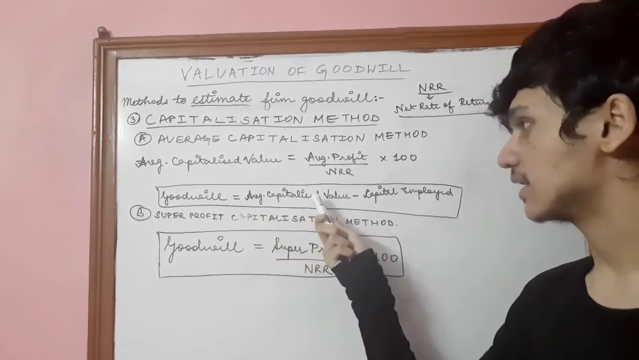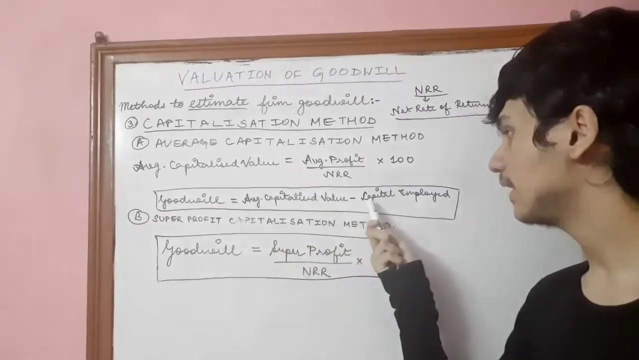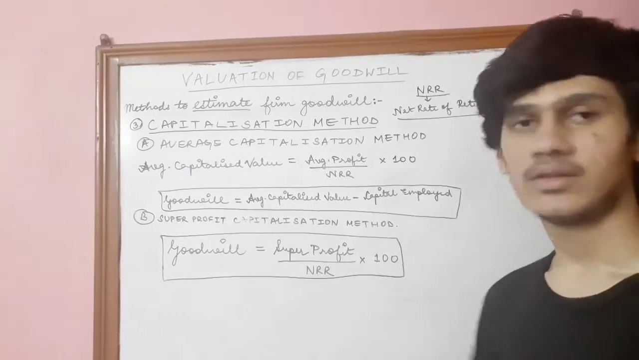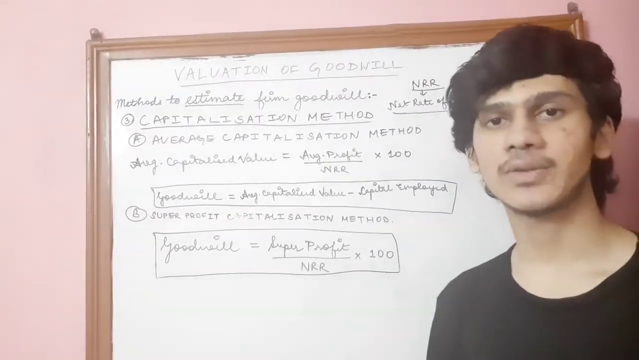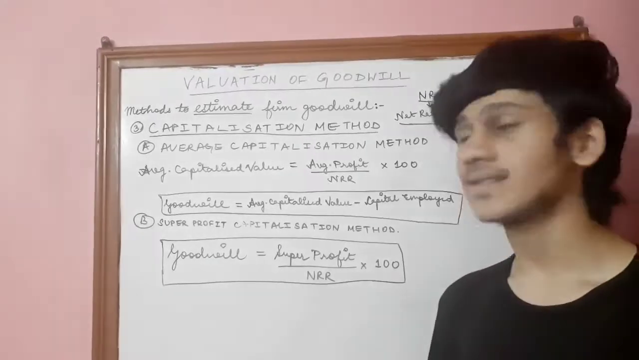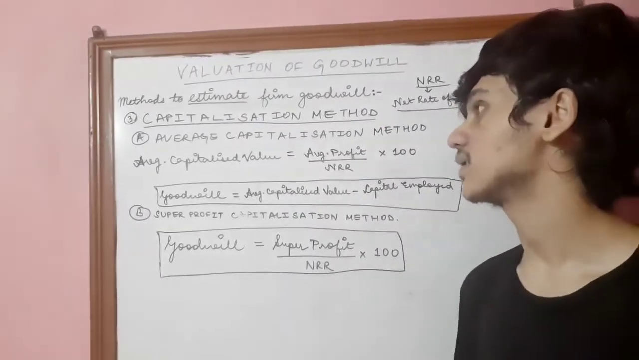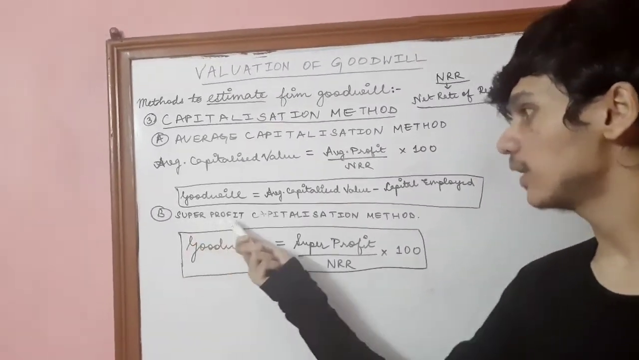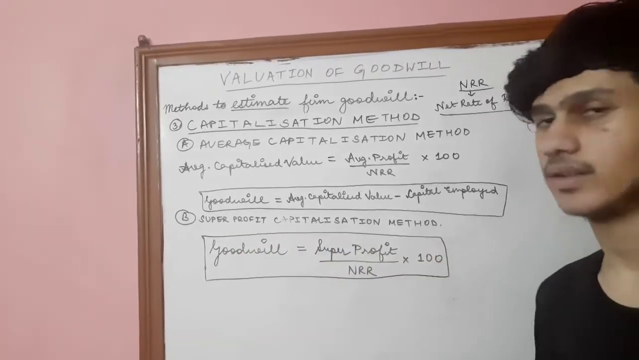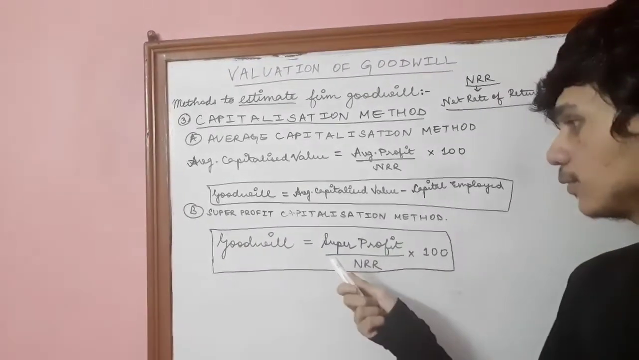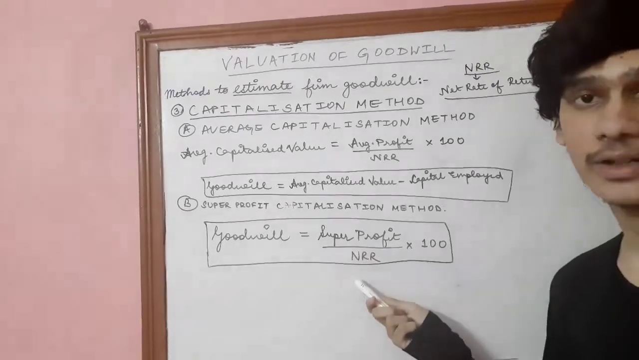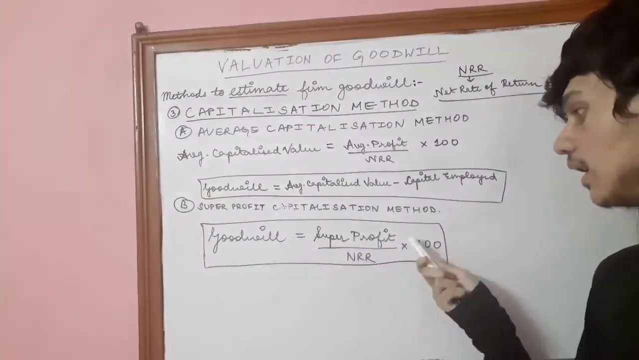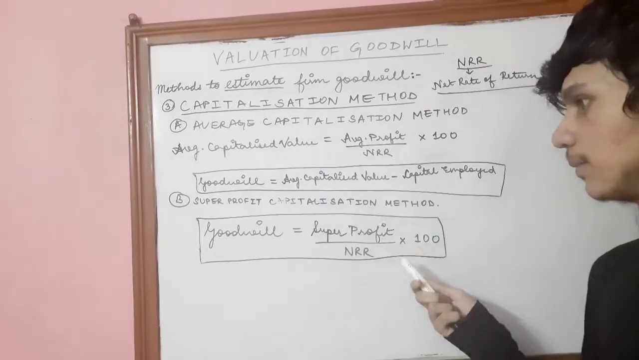To calculate goodwill, we need to take the average capitalized value and then subtract the capital employed. Sometimes the capital won't be provided directly. We have to make some adjustments to attain the capital. There is another method under capitalization method, that being super profit capitalization method, in which we have to divide super profit by net rate of return, into 100, which will provide the goodwill.